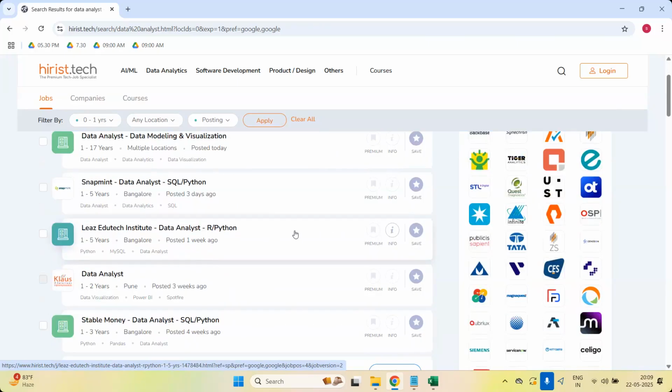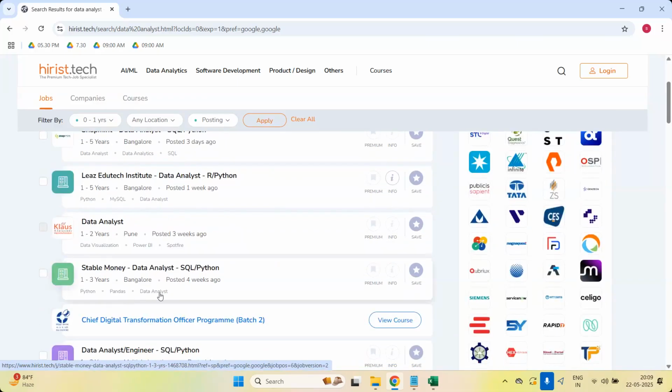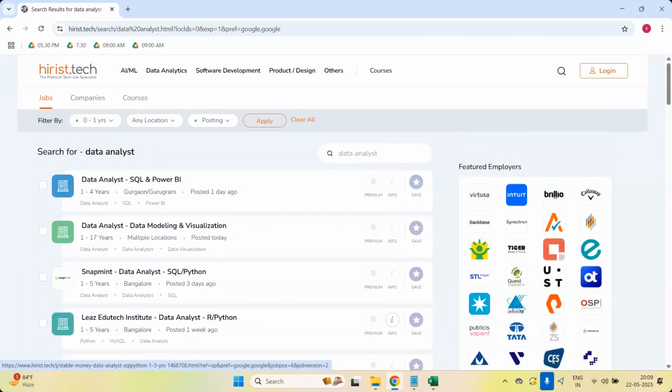So these people required only Python. Along with it, can you see here at the bottom? Python, MySQL, data analyst. Data visualization, Power BI. Now Python, Pandas, data analyst, SQL and Python. So see, almost every person is looking for these only.